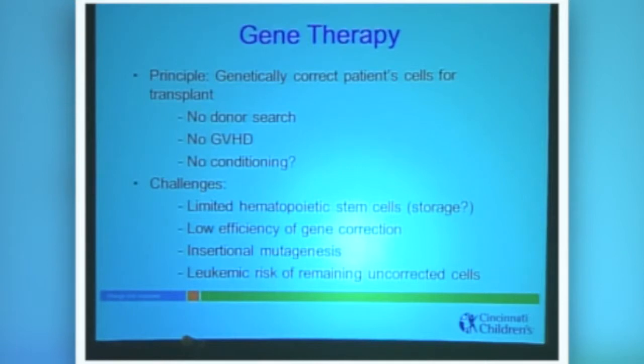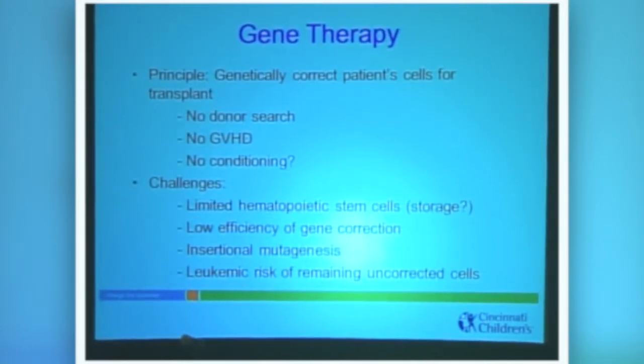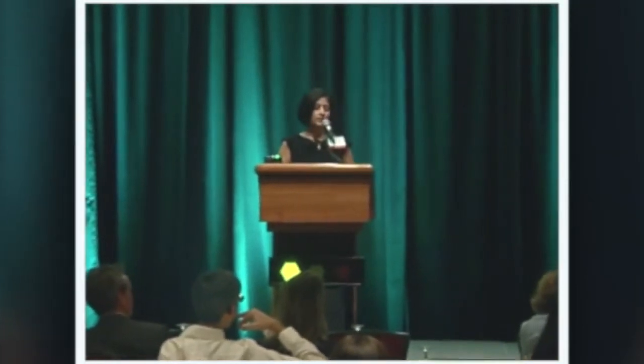Now, briefly, we've talked about gene therapy, and we're trying to improve, and we hope we get there. But essentially, it's genetically corrected patient cells for transplant. The advantages are there is no donor search, there's no GVHD, and essentially no conditioning, or only some. But it has its own challenges. That's why we haven't had clinics for gene therapy at every FA center so far.